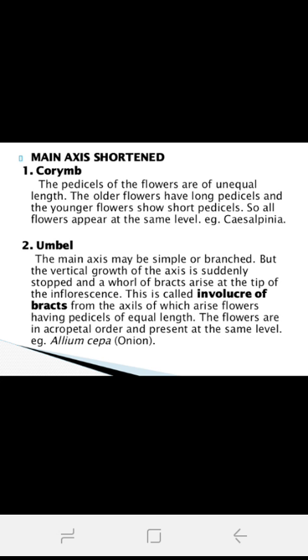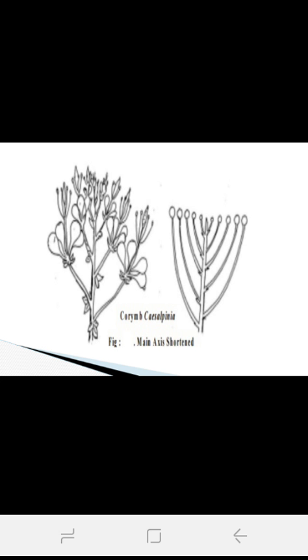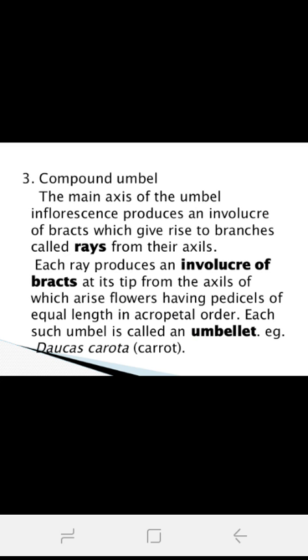Difference from corymb: in corymb, pedicels have different sizes, but in umbel all pedicels have the same length and arise from a common point. Example is onion. This is the diagram of corymb inflorescence. You can see the pedicels are of different lengths.